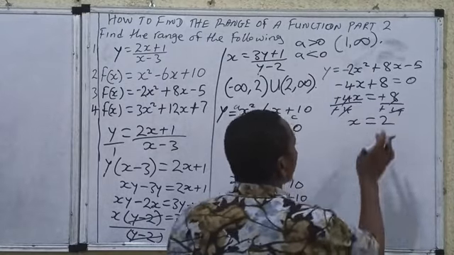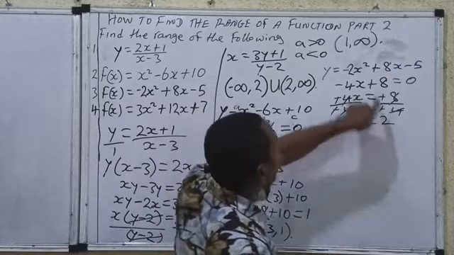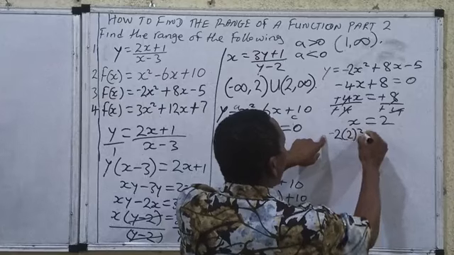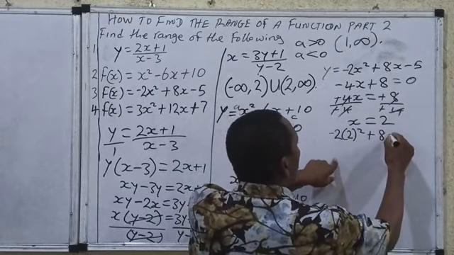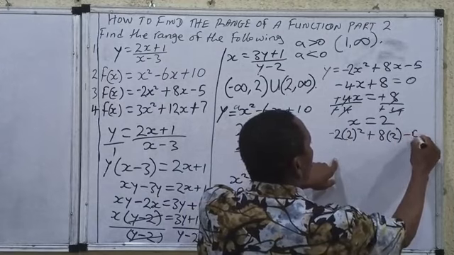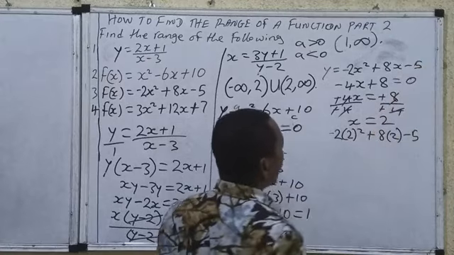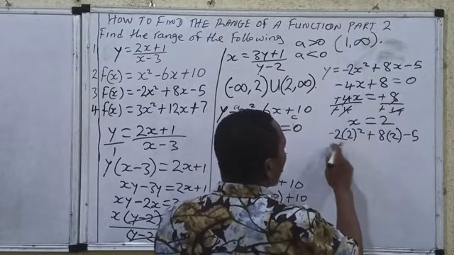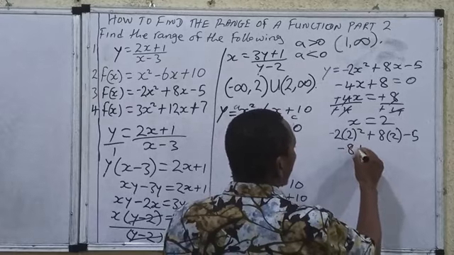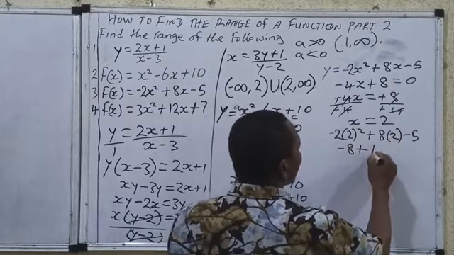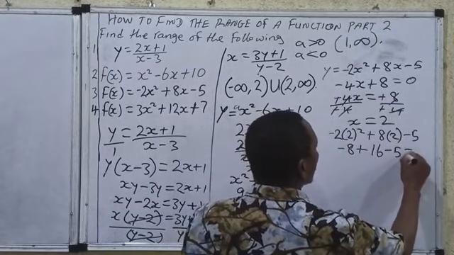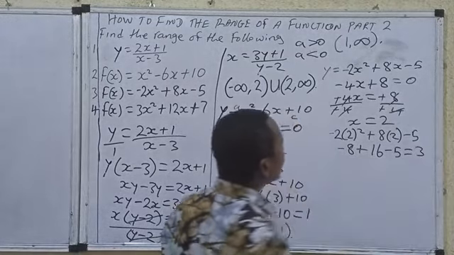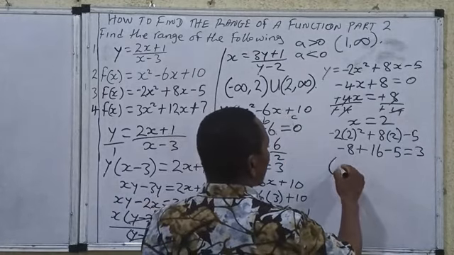So, now let's impute this 2 into this equation. We'll now have minus 2 bracket 2 squared plus 8 times 2 minus 5. So 2 squared is 4. 4 times minus 2 is minus 8, plus, if you multiply this, you have 16, minus 5. And what will be your answer? If you add this and this together, you have 13. You remove 8 from this, you have 3.